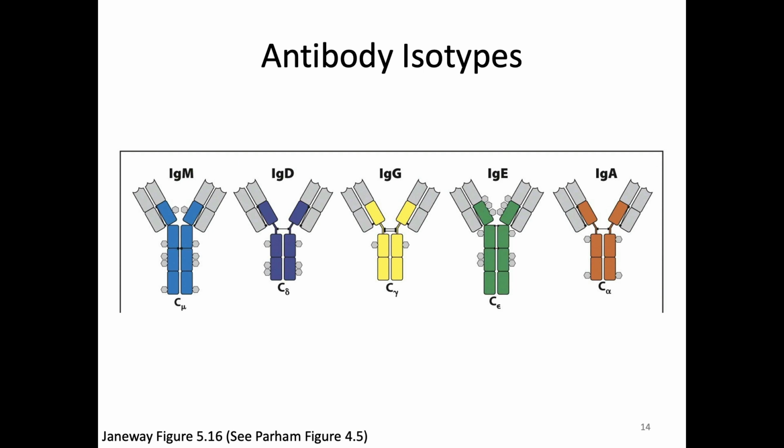For some of these, there are actually subtypes. So at some point, I will mention things like IgG1, IgG2, IgG3, IgG4. But really, at least right now, you need to know that there's IgG.